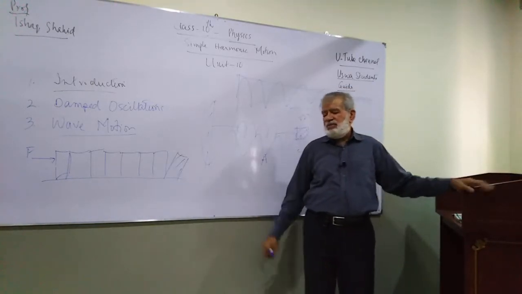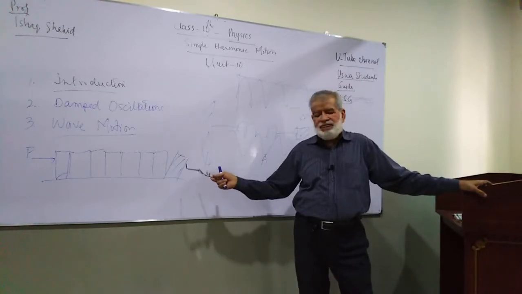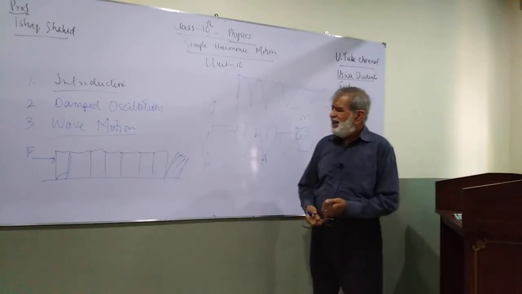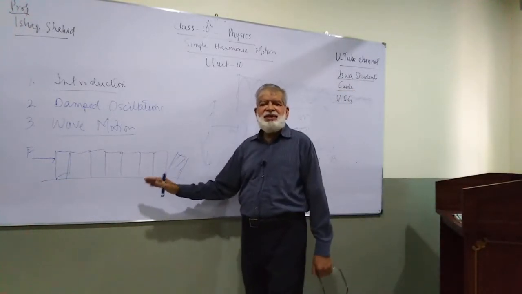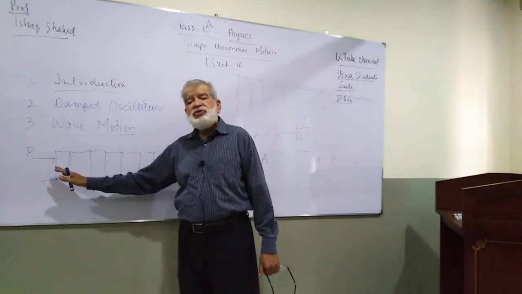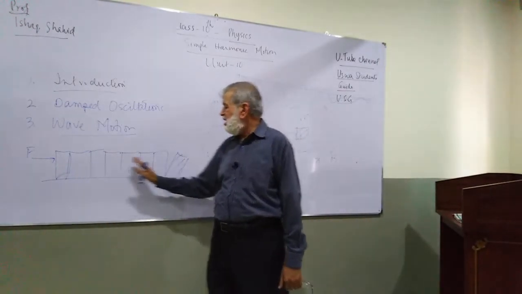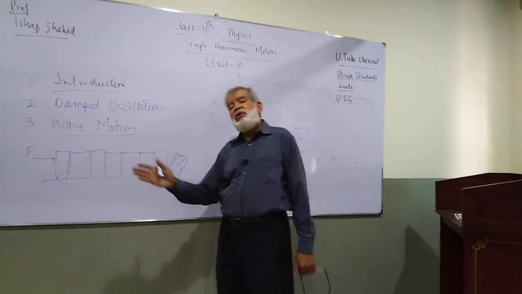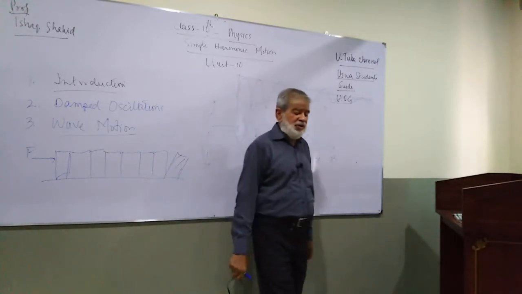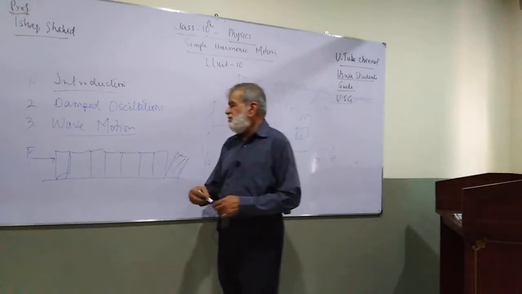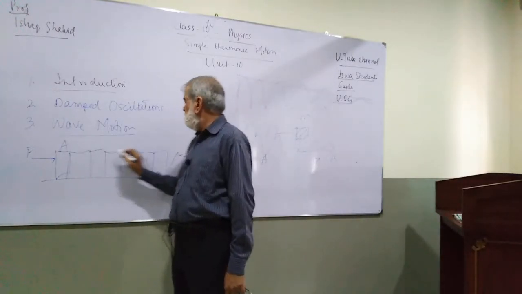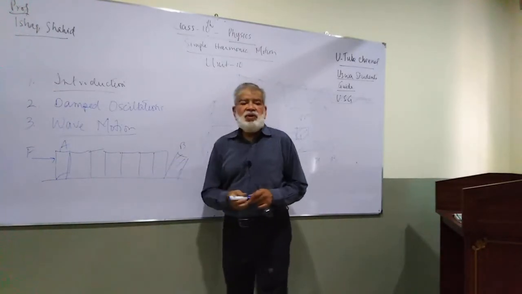An example can be there. Suppose you have bicycles standing just like this, one by the side of the other, and you give a push to one bicycle on this side, and the last one will fall down. This is because of the energy that has traveled from point A to point B, from here to here. So a wave is a disturbance.